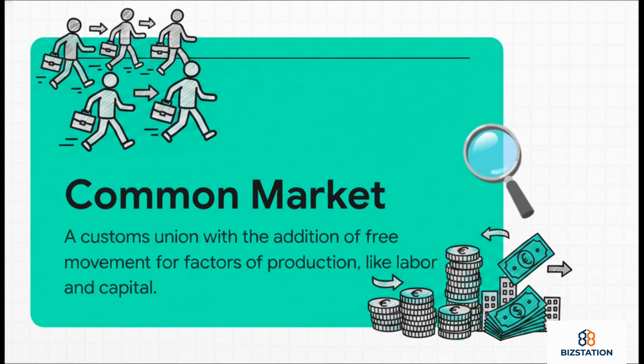And now for the highest step we're going to look at today, the common market. This is the whole shebang. It's got everything from the first two steps. No internal tariffs, a unified external tariff, and then it adds something revolutionary, the free movement of factors of production. Now that sounds a little jargony, right? All it really means is that not just goods, but people and money, labor and capital, can move across the borders inside the bloc almost as if it were one single country.